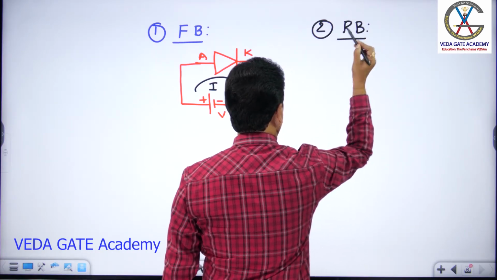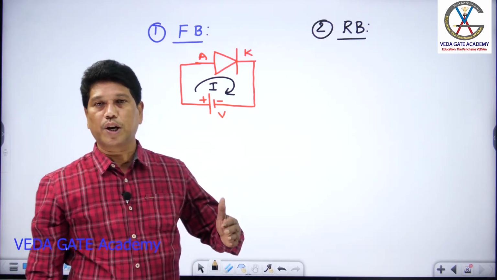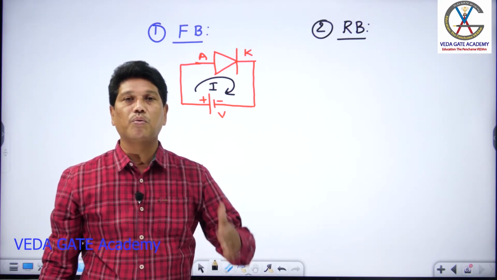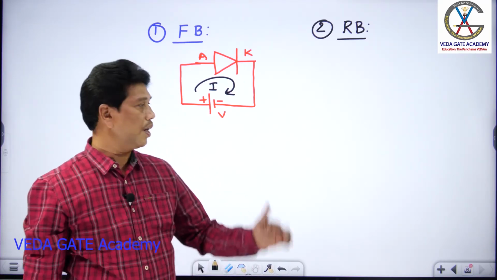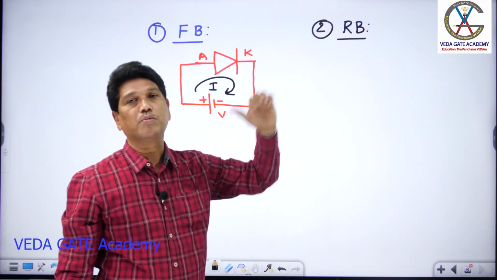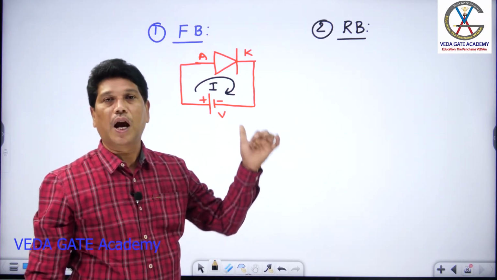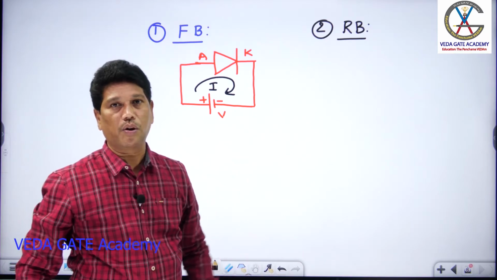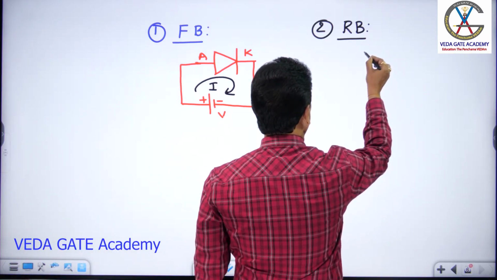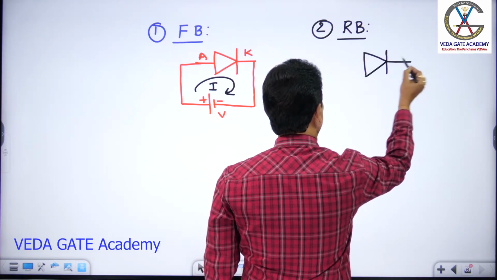In the case of reverse bias, the anode is at a negative potential. The anode is maintained at a negative potential with respect to the cathode. In the case of forward bias, the anode is at a positive potential with respect to the cathode, but in reverse bias it is the opposite. So here the anode is at a negative potential with respect to the cathode, like this.